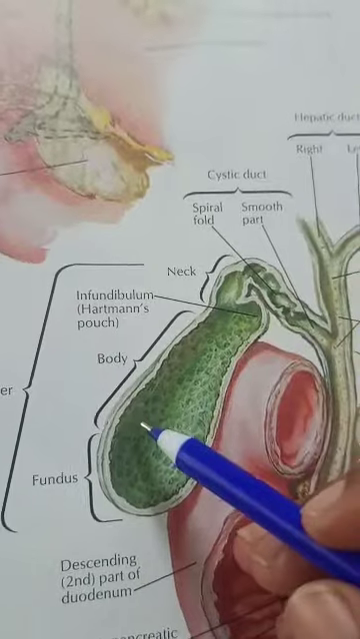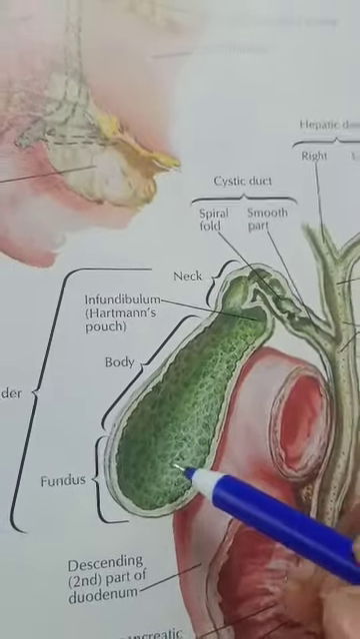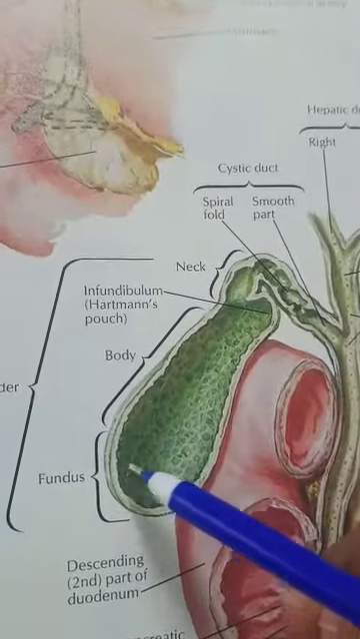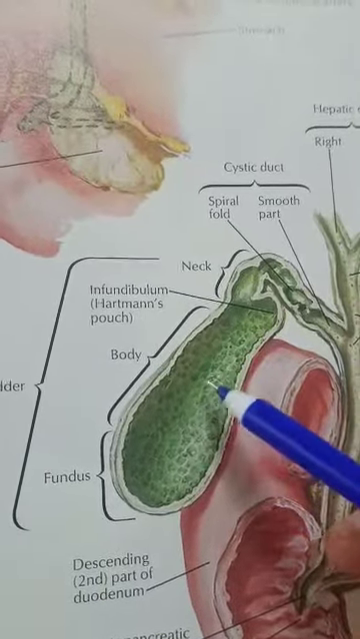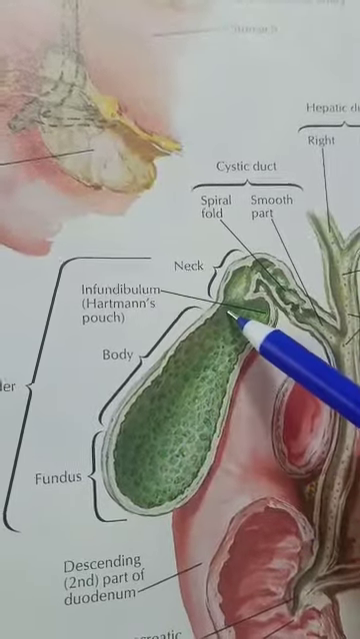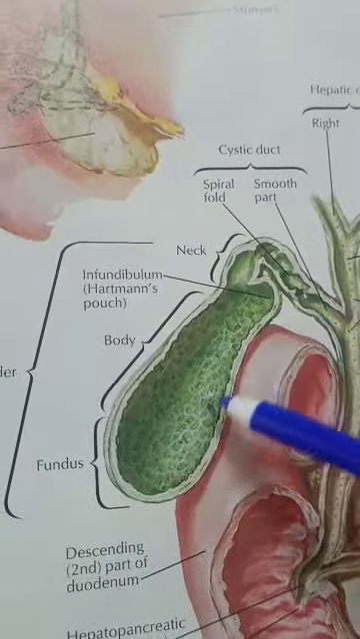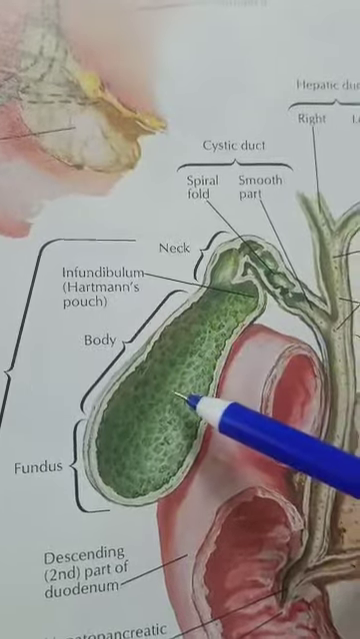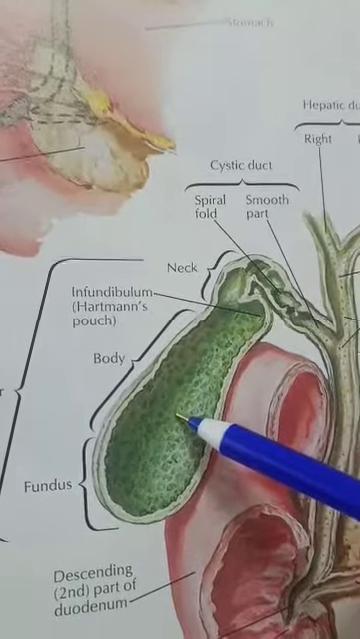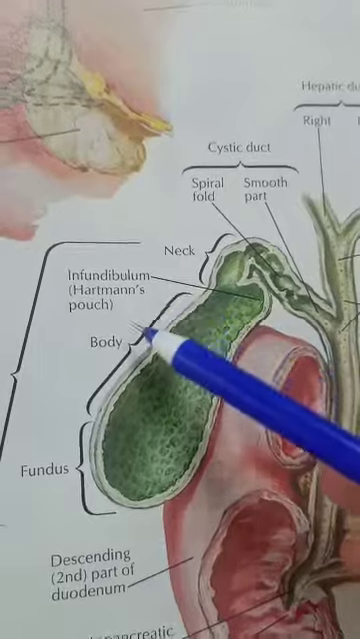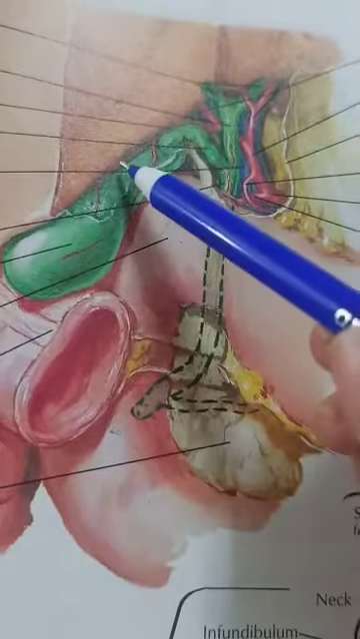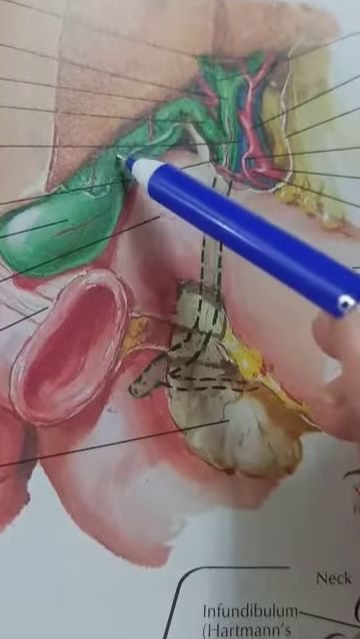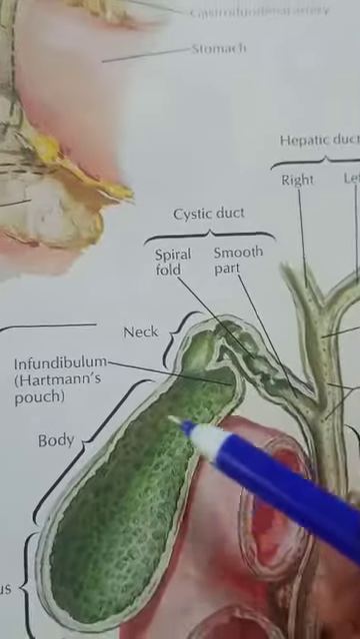Then comes the body of the gallbladder. The body lies behind the fundus, and it is the main part of the gallbladder, and it continues upward as the neck region. This is the main portion, the body of the gallbladder, and the upper surface of the body is not covered with peritoneum, but it is in direct contact with the liver. See here, the upper surface will be in direct contact with the liver. And it continues upwards as the neck region.